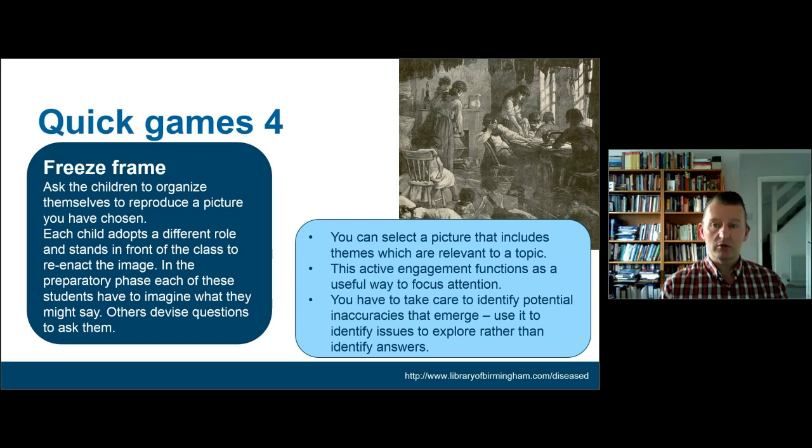Using what historical knowledge they have, they can talk about what their positions are in this picture and why they're in those positions and what the background story might be to their characters, and then others in the class can use those 5 preparatory minutes to come up with questions to ask each character. So it's useful to pick a picture which includes themes which are relevant to your topics.